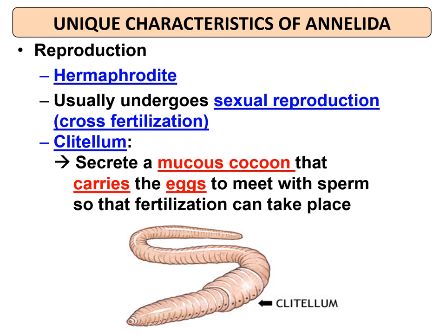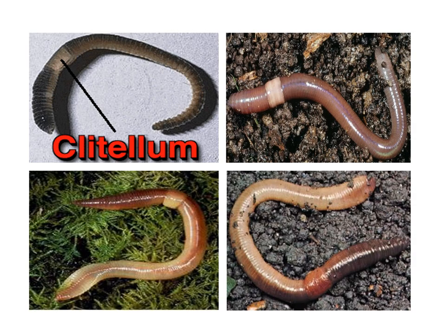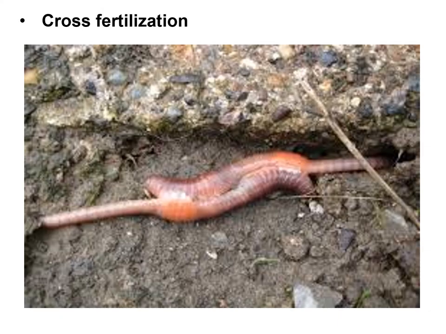And reproduction. So they are hermaphrodites, so they can change male to female for sexual reproduction. Ni ada clitellum kat sini. Dia biasanya boleh cross breed. This clitellum secretes a mucus cocoon that carries the eggs to mate with sperm. This is the clitellum. Ini undergo fertilization.